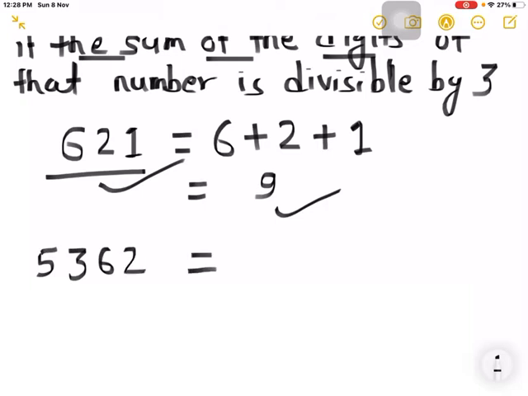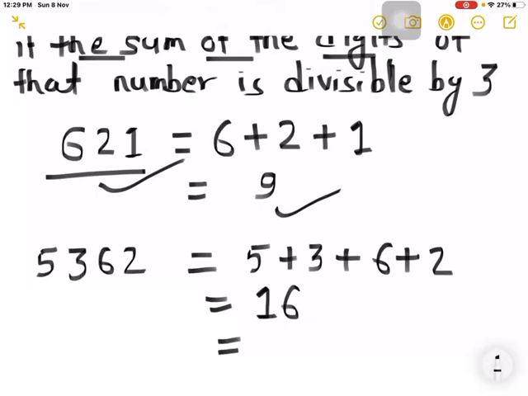See, we have to test. Now what is the rule? The rule is to add all digits, isn't it? So 5 plus 3 plus 6 plus 2, isn't it? So let's add: 5 plus 3 is 8, and 8 plus 6 is 14, plus 2 is 16. Here the sum is 16, but here 1 plus 6 is 7.